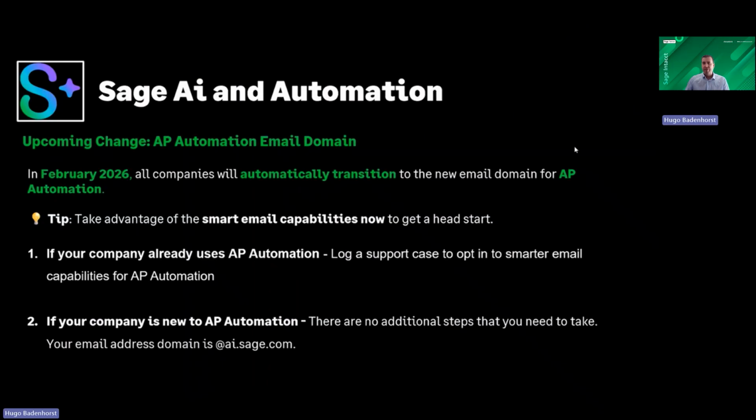Now, around the AI and automation, we did speak about the AP domain that's going to change. Effectively, what that means is in Feb 2026, all companies will transition to this automatically. At this stage it's at sage.com, but they will change that domain to ai.sage.com. So the actual domain will change as to what that email looks like when we send that through the AP automation side. Any new customers starting up on AP automation will automatically be directed to the new domain, so you wouldn't really know a difference.